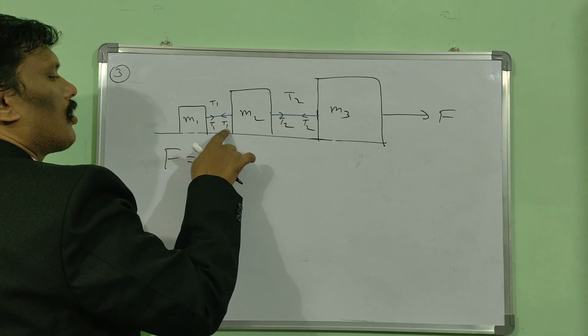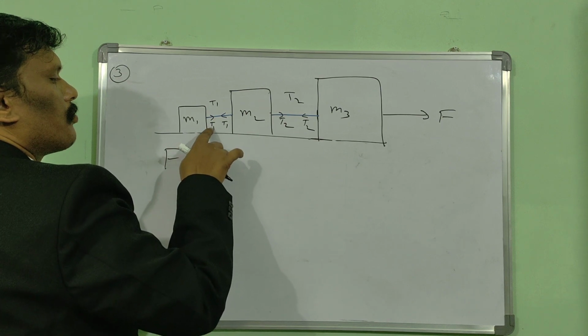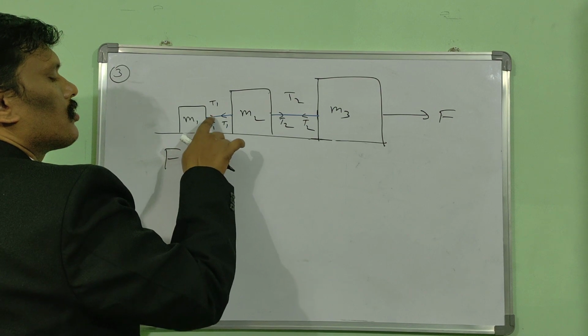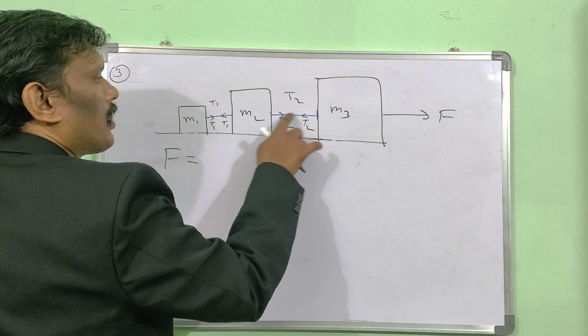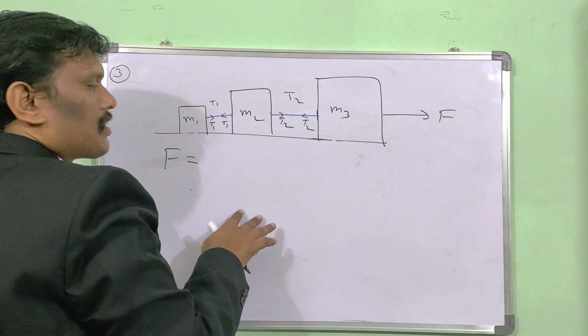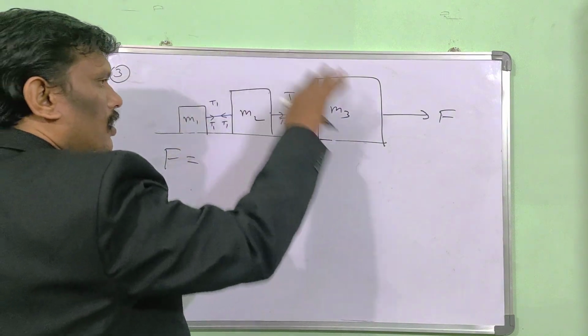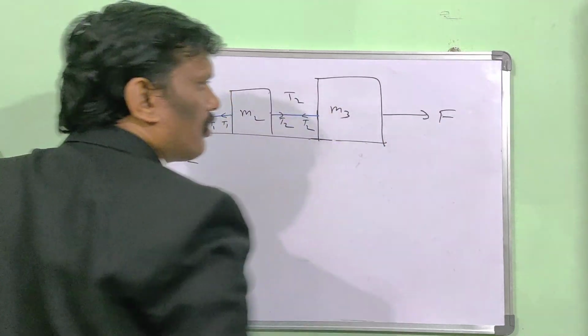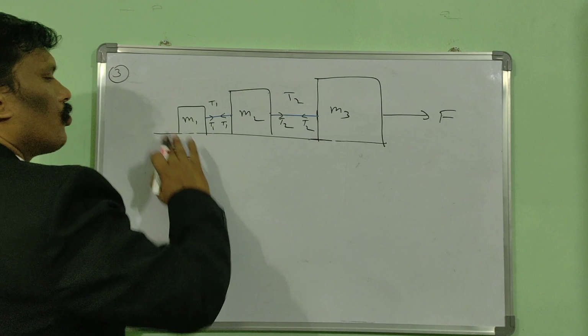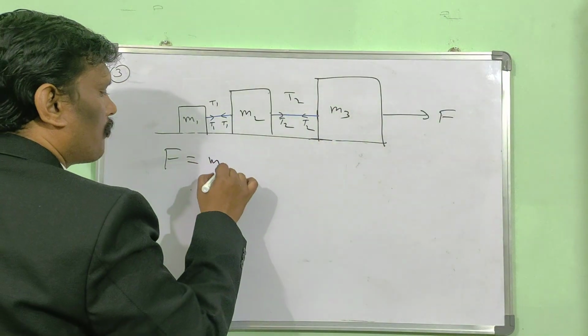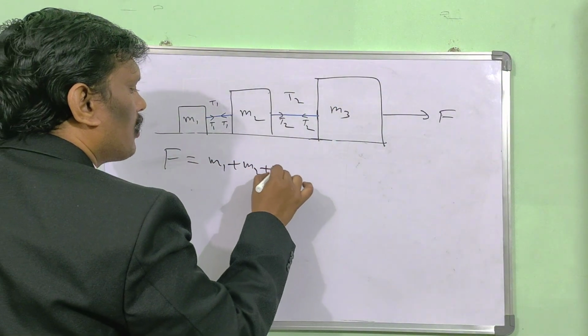These two tensions are equal and opposite: both magnitudes are equal, directions are opposite, so they cancel each other. That means what is the total net force acting on the system? Only F itself. So F is equal to, what is the total mass of the system? M1 plus M2 plus M3.